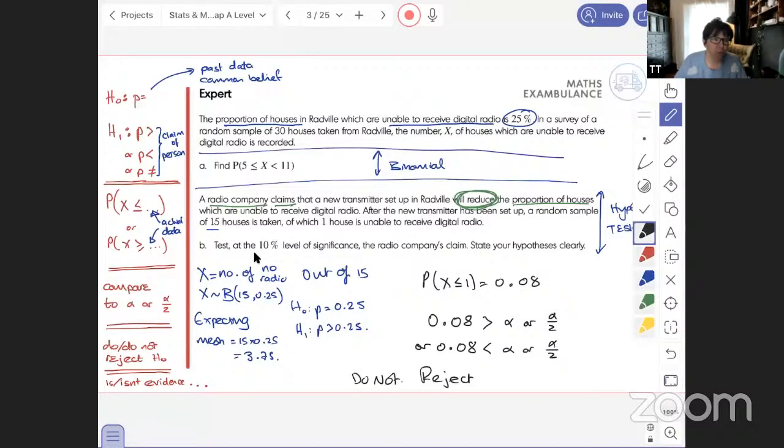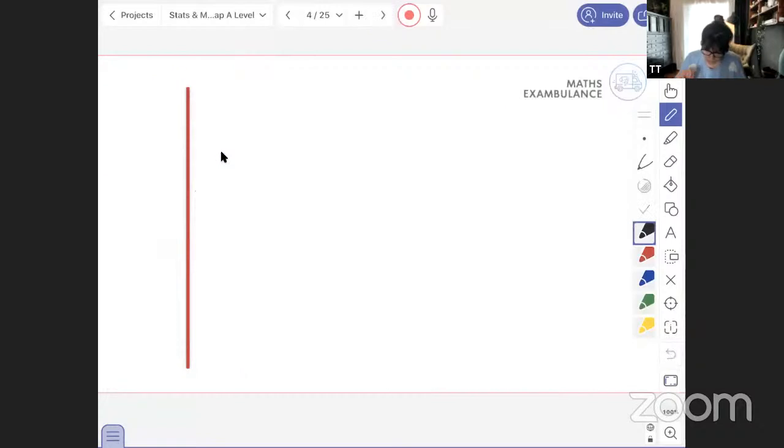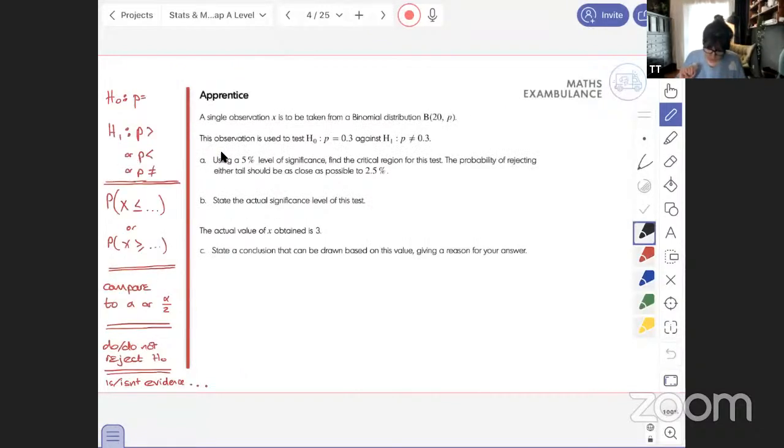Yeah. I do not know why this Nearpod is not letting me see it because I can see it on the other screen. But anyway, let's go on to the next one. Let's do this one a little bit faster.